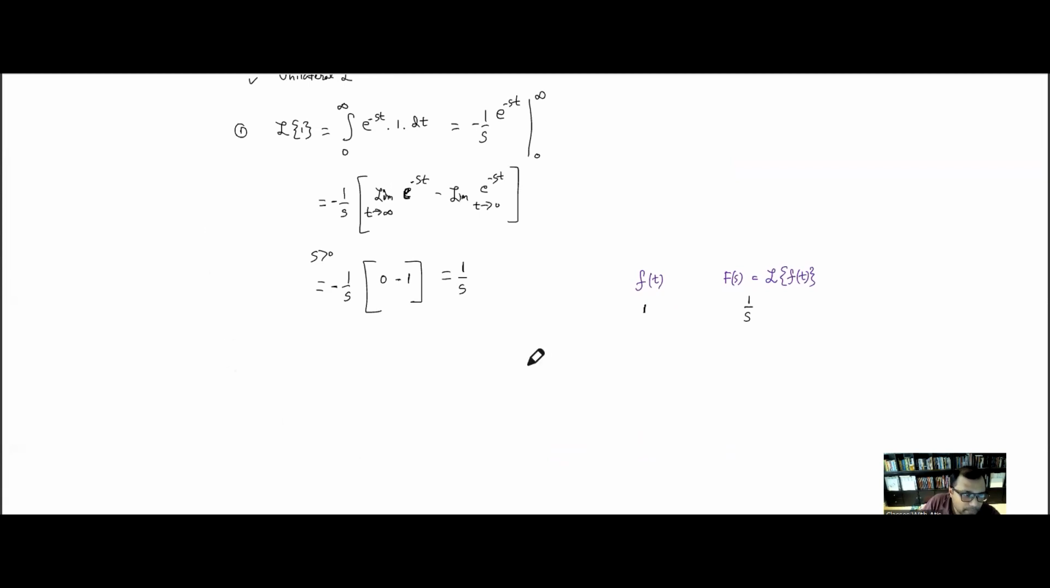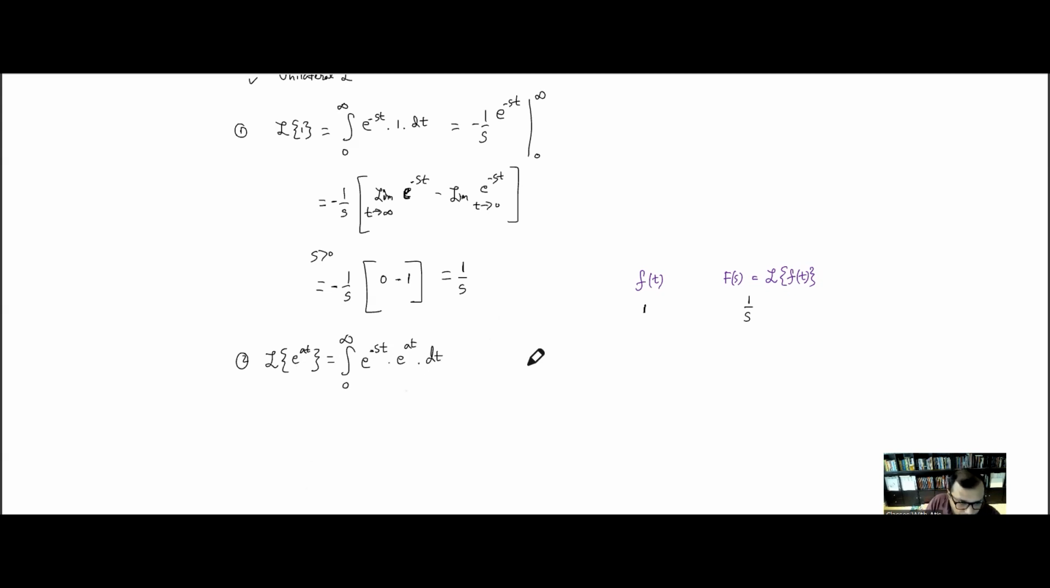Let's do the Laplace transform of e to the power at. So basically f of t is e to the power at. What would that be? Integral 0 to infinity e to the power minus st times f of t, where f of t is now e to the power at, dt.